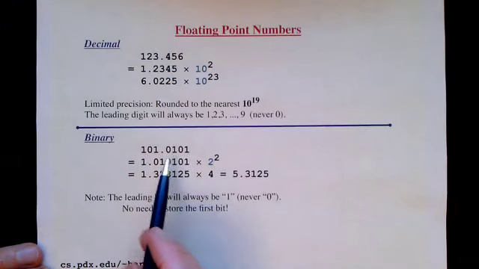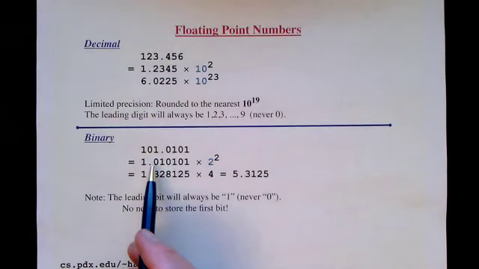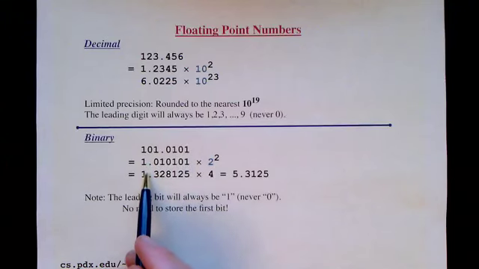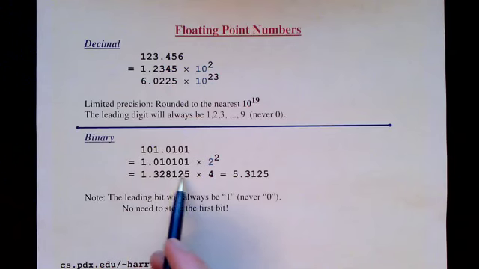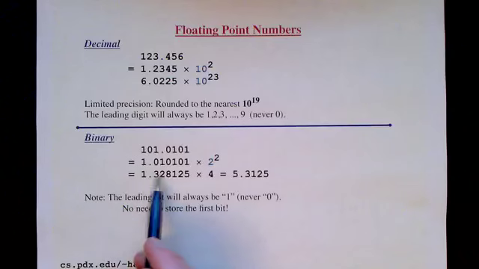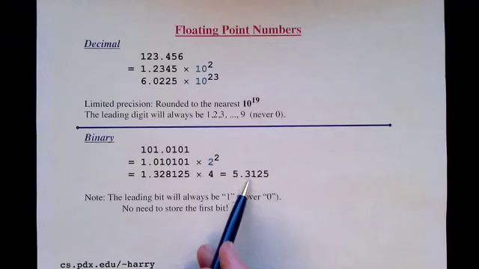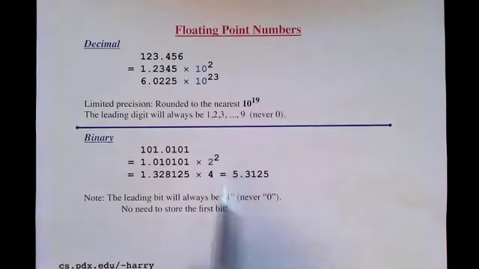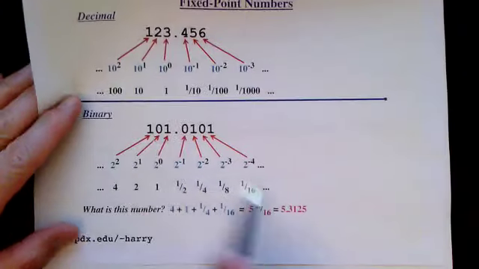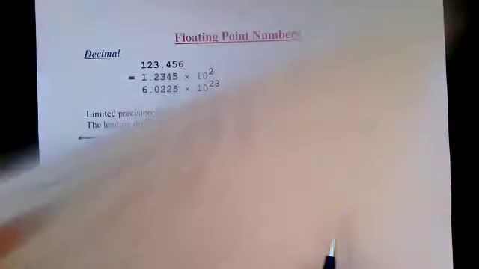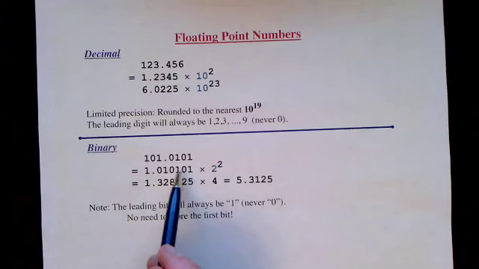Now if you want to compute this, we could look at this fractional number and turn it into a decimal representation. It can be represented with the same number of digits, and it turns out to be 1.328125, and 2 to the 2 is 4, and when you multiply these out, you get 5.3125, which is, interestingly, and as you'd expect, the same as when we saw this number as a fixed point number, 5.3125. So we haven't changed the value of it by representing it this way.